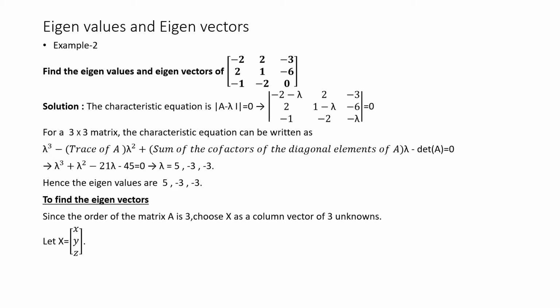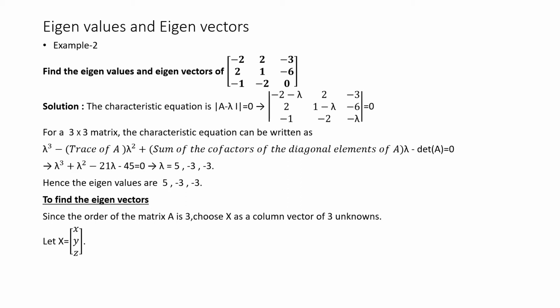Finding these and substituting, we get the characteristic equation as lambda cube plus lambda square minus 21 lambda minus 45 equals 0, whose roots are 5, minus 3, minus 3. Hence the eigenvalues are 5, minus 3, minus 3. Here minus 3 is a repeated eigenvalue.